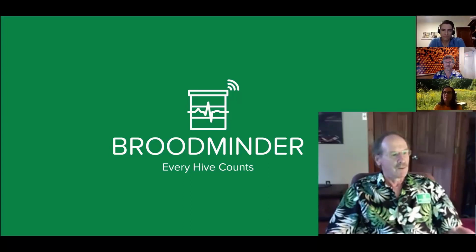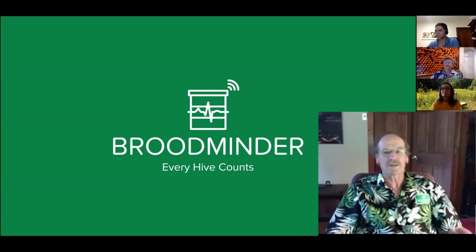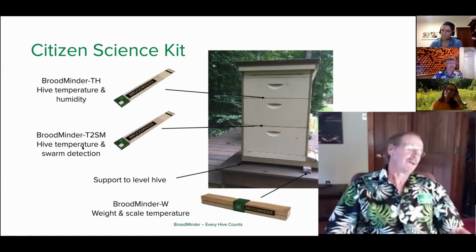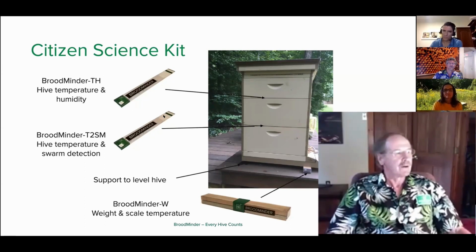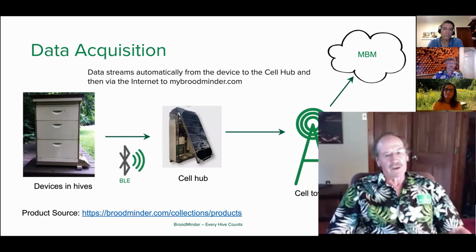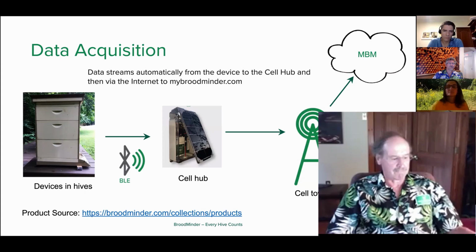A presentation about hive monitoring in general and the T2 in particular. We do the instrumentation with typically 3 devices per hive: a temperature and humidity device above the upper brood box, a temperature and SwarmMinder device above the lower brood box, and a scale under the hive. We transmit the data from the hive via BLE to a hub, and then from the hub to a cell tower and to the BroodMinder database.